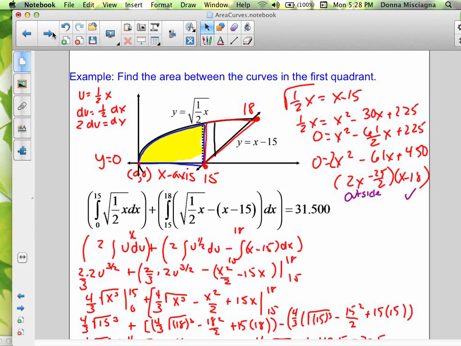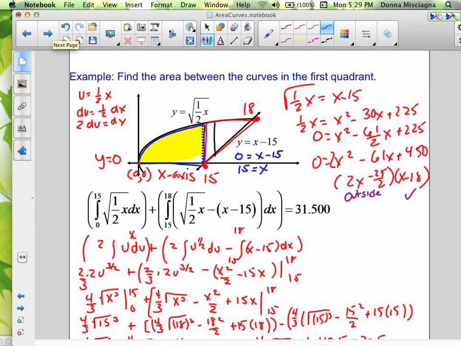So 18 is one boundary. The other one is pretty easy to find. It's just where the y value of x minus 15 is 0. So this would just be 0 equals x minus 15, and x equals 15. That's our other boundary. And then our third boundary, which has to be in the first quadrant, is 0, 0.